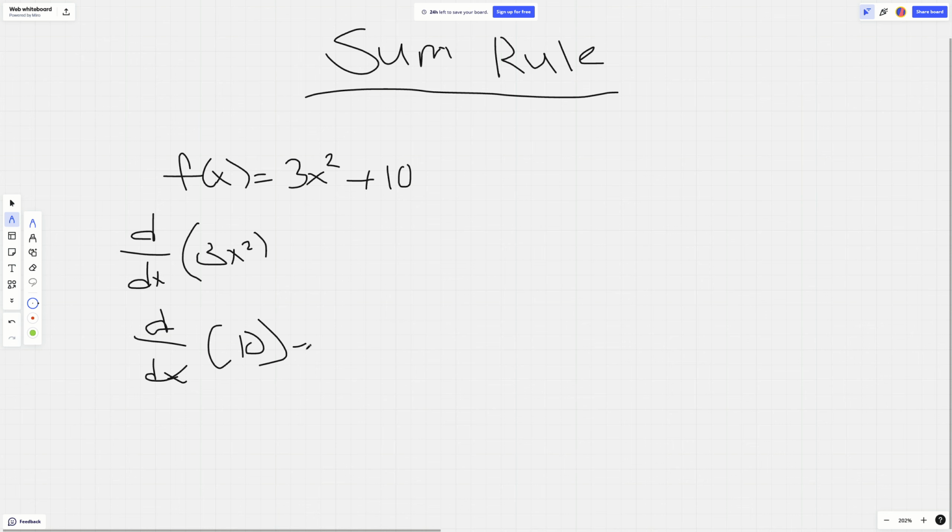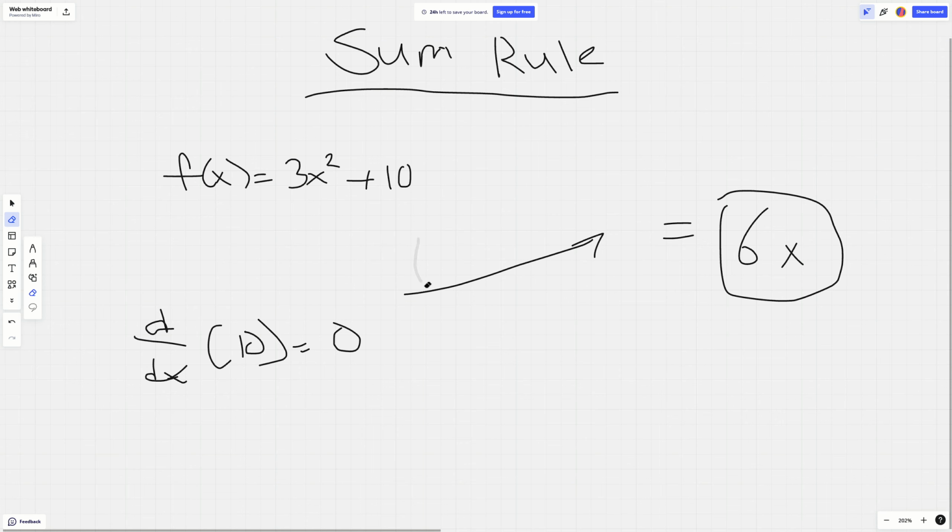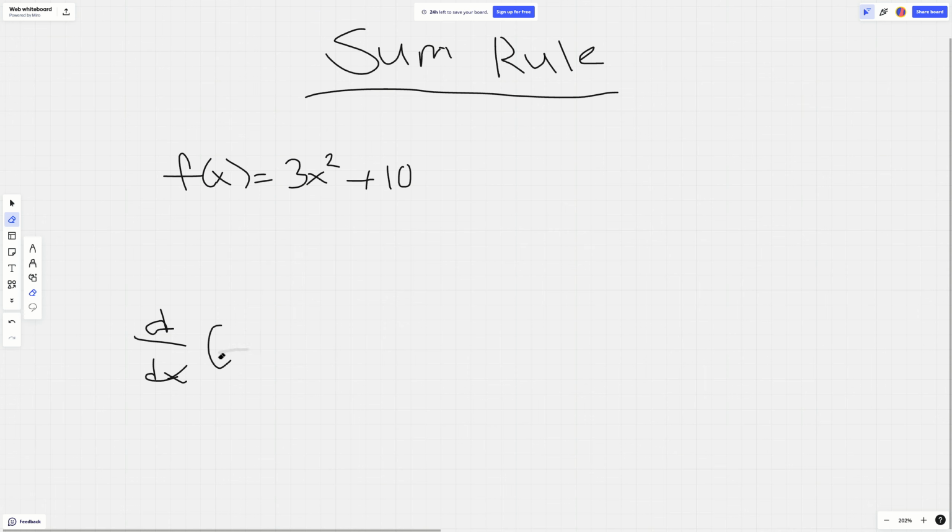Now, again, the derivative of a constant is just 0, and the derivative of 3x squared is equal to 3 times 2 and x, which is equal to 6x. And so the derivative of 3x squared plus 10 is equal to 6x, a pretty simple slope of a tangent line, right? Pretty simple result. Okay, so that's the sum rule here. That's pretty nice when we're taking the derivatives of a function which has a sum of multiple terms.